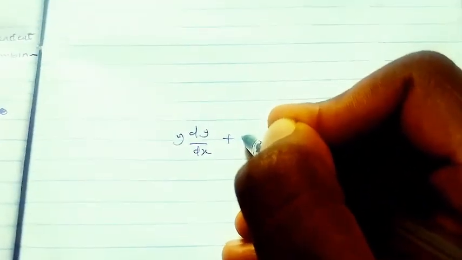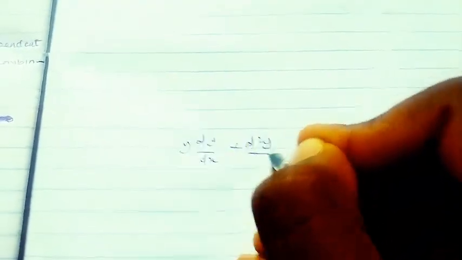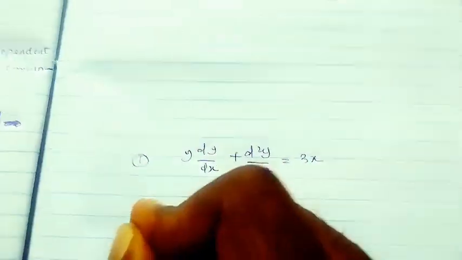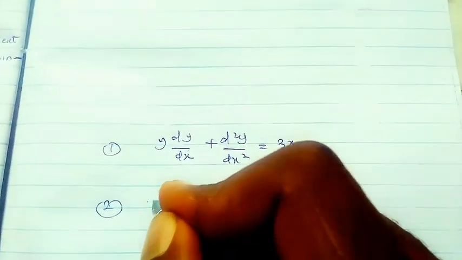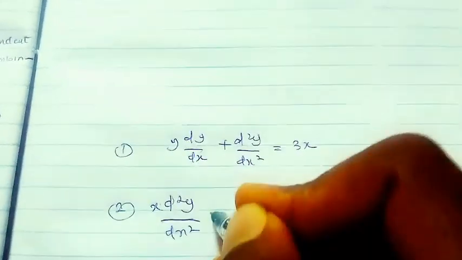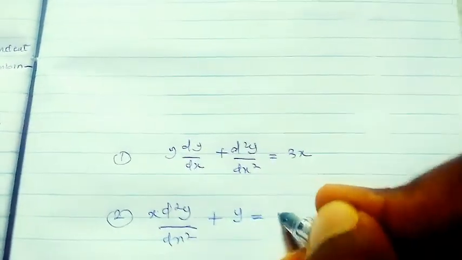Now let's take for example this equation: y dy/dx plus d squared y/dx squared equals 3x. Let's take this first equation. Let's take the second equation: x d squared y/dx squared plus y equals 5x. Now looking at this first equation, let's start with this one.